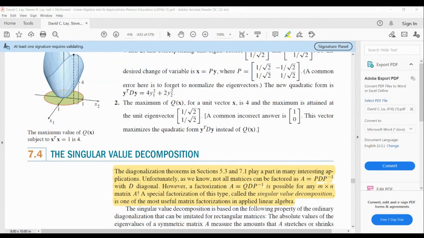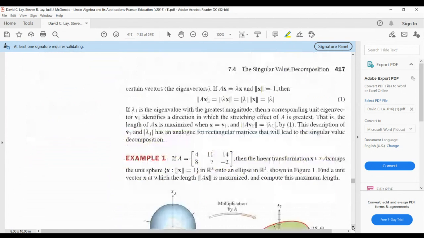And section 7.4 talks about a lot of different concepts. I want to do one nice example, and it's basically example 3 from section 7.4. That's going to bring all the concepts together regarding this singular value decomposition. And we'll actually prove why it's true also from the book. So let me just show you first what a singular value decomposition is.